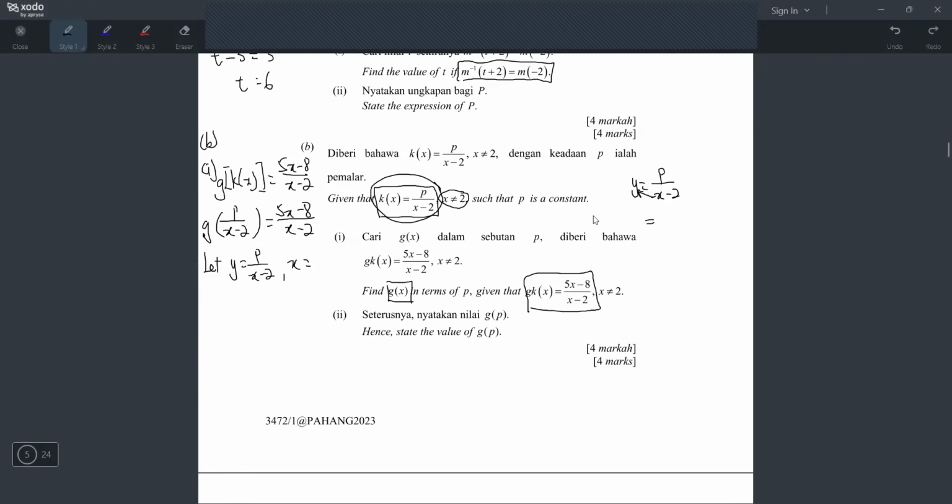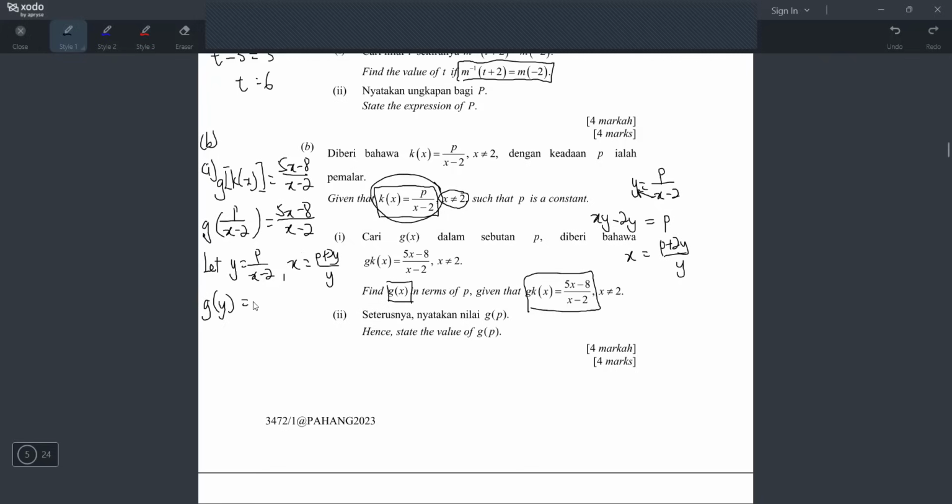So y times x is xy, y times negative 2y equals to p. So now I can find x, it will be p plus 2y over y. So this is my x, p plus 2y over y. Now we will rewrite this equation, but when we rewrite, we will not write g bracket, we will write gy, because we already let y equals bracket. That is why this whole thing becomes y already.